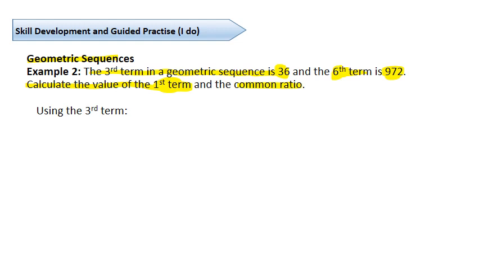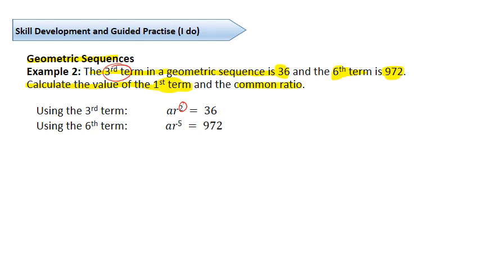I've got the third term here, AR squared equals 36. Why have I got AR squared here? Why is it a power of 2? Well, the reason is that for my third term, we subtract 1 from the power. Looking at our sixth term here, we will have AR to the 5 equals 972.